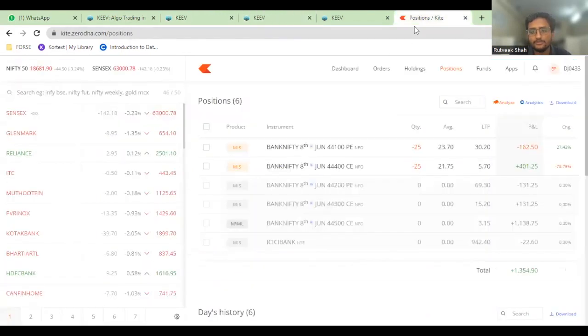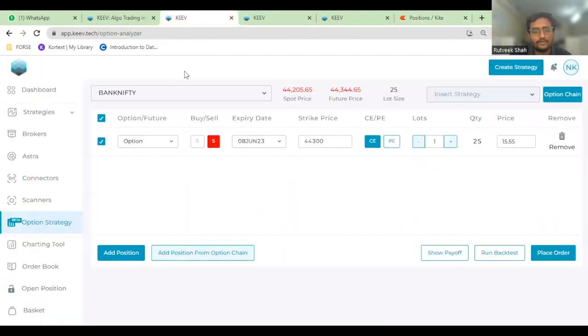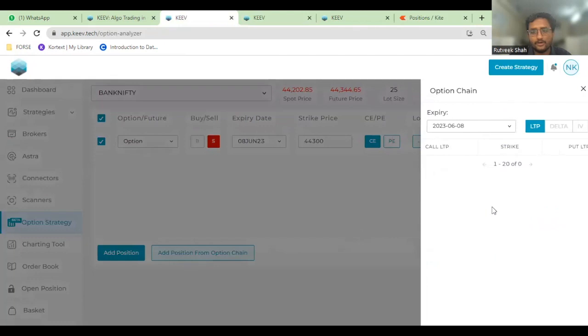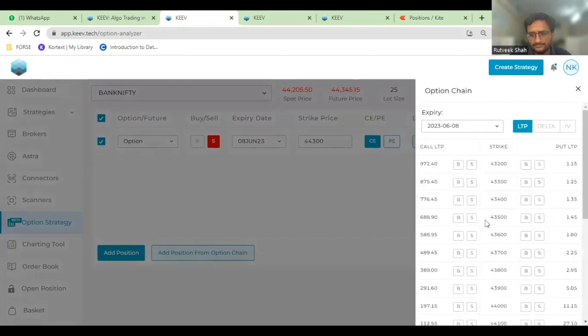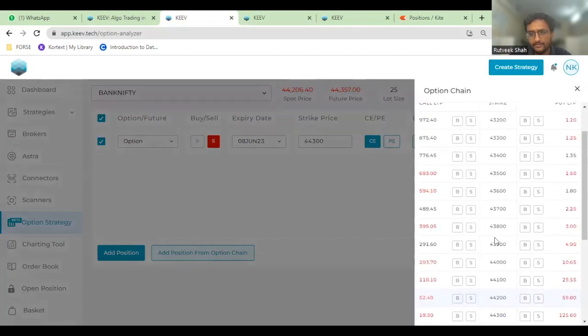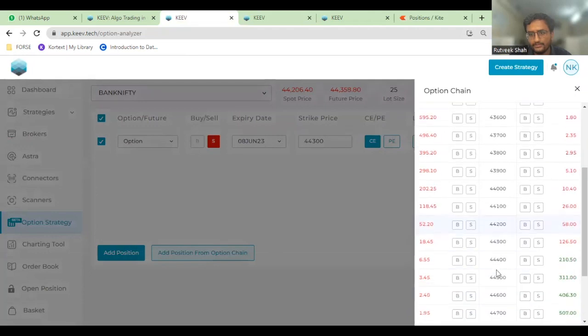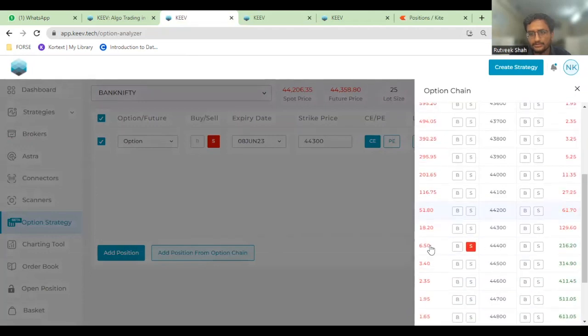Okay, so we have two positions open right now: a 44,100 put sell and a 44,400 call sell. Currently, the 44,400 call sell is trading around 6.5, and we can see that the maximum earning potential for this is also very less.